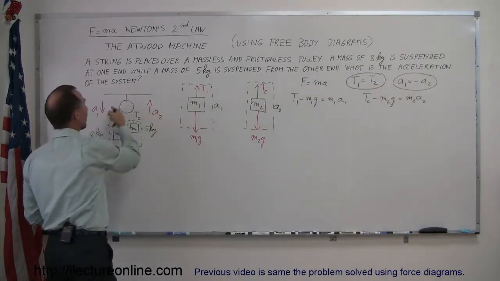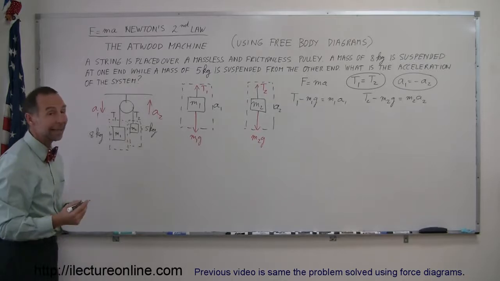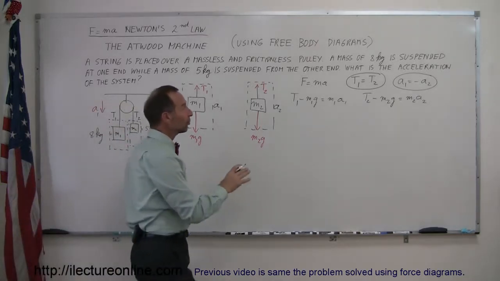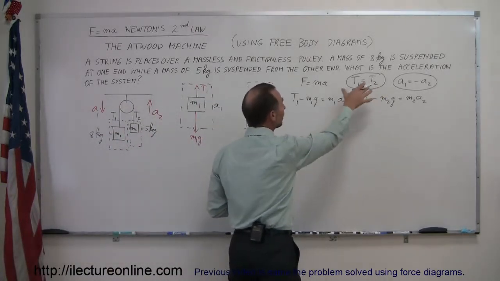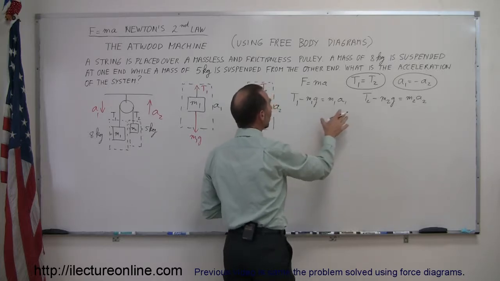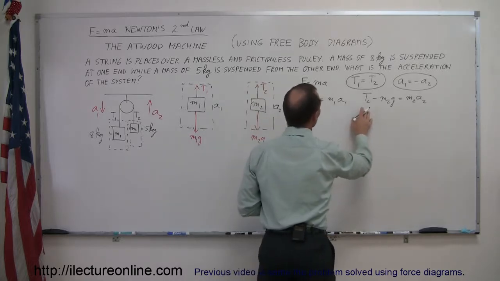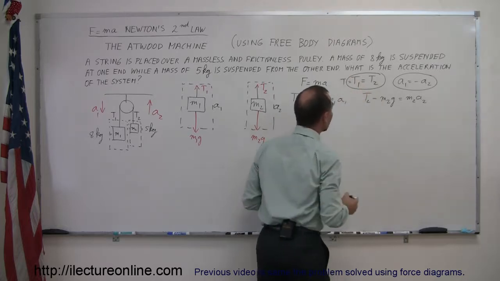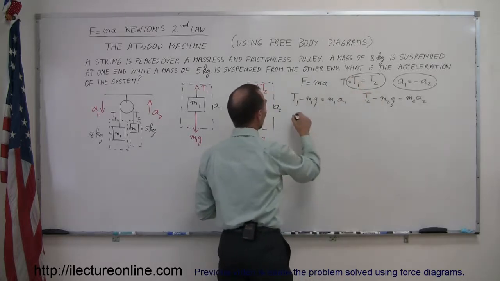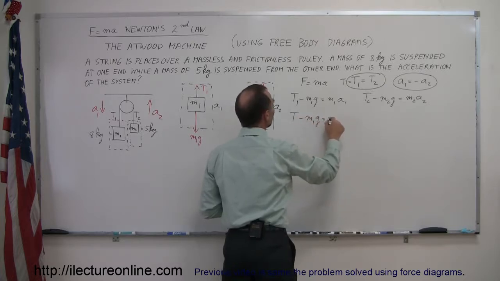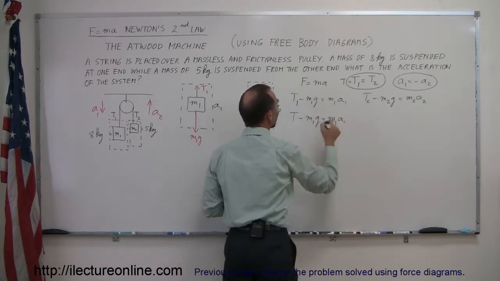A2 is positive. A1 will then be a negative quantity, the negative of the positive A2. That allows us to now substitute in for these variables. So since T1 equals T2, we can say they must equal T, right? If they're equal to each other, we can just call them T. So we call this T minus M1G is equal to M1A1.